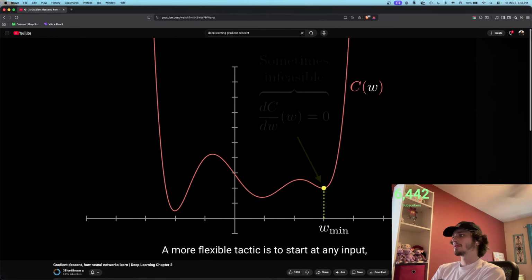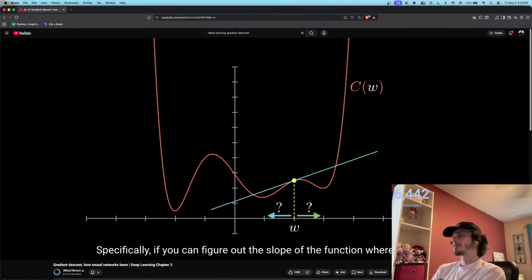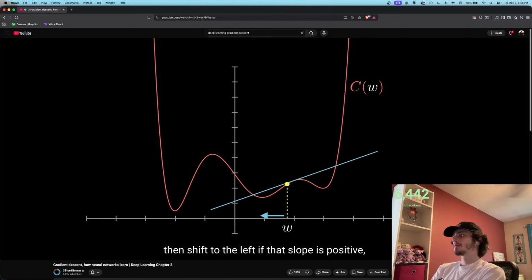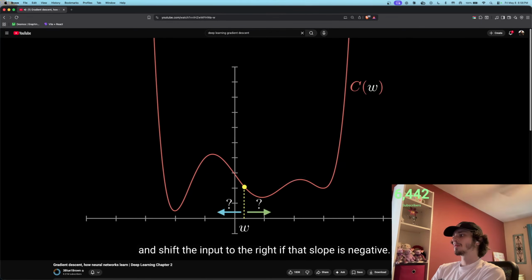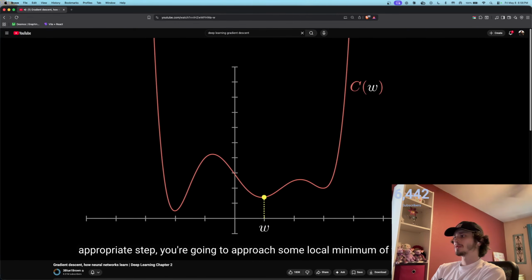A more flexible tactic is to start at any old input and figure out which direction you should step to make that output lower. Specifically, if you can figure out the slope of the function where you are, then shift to the left if that slope is positive, and shift the input to the right if that slope is negative. Yeah, that's just what we talked about in the book. If you do this repeatedly, at each point checking the new slope and taking the appropriate step, you're going to approach some local minimum of the function. And the image you might have in mind here is a ball rolling down a hill.